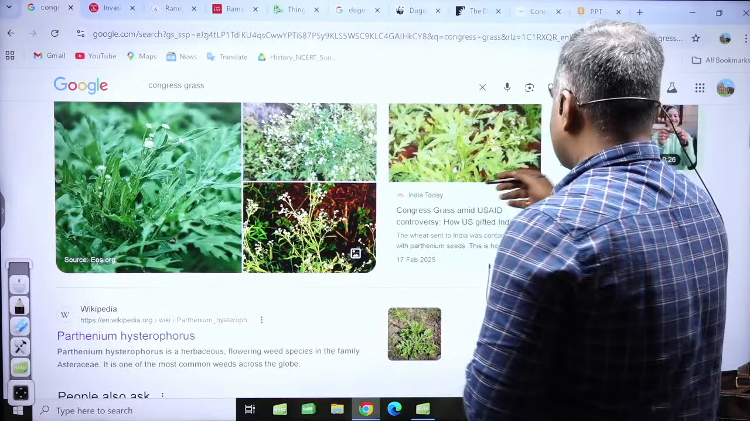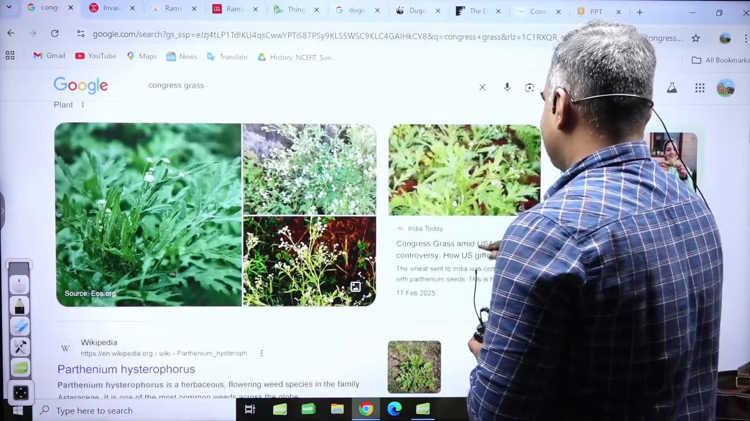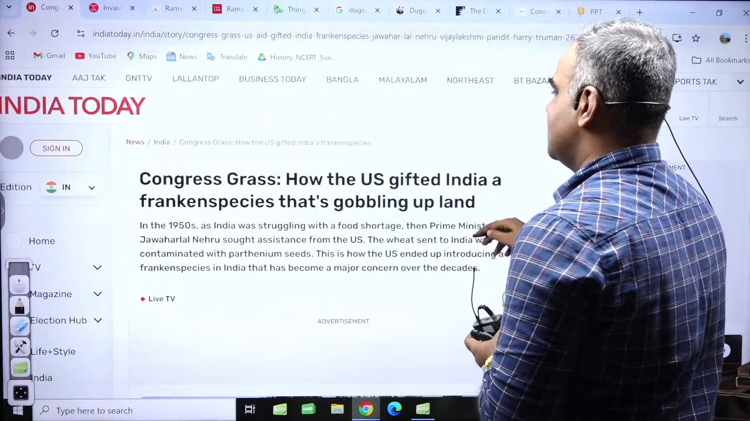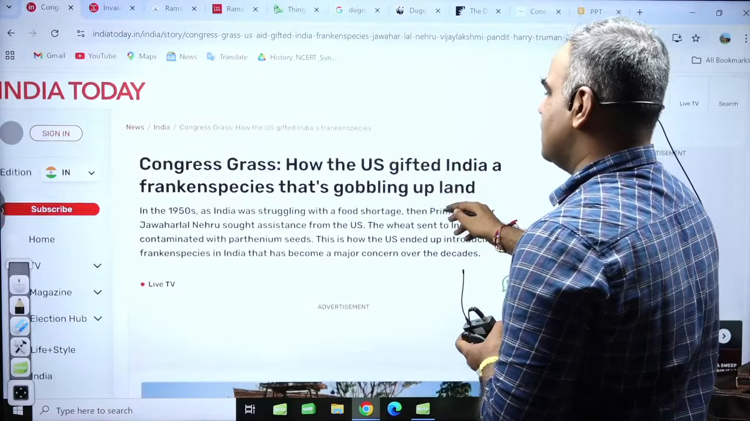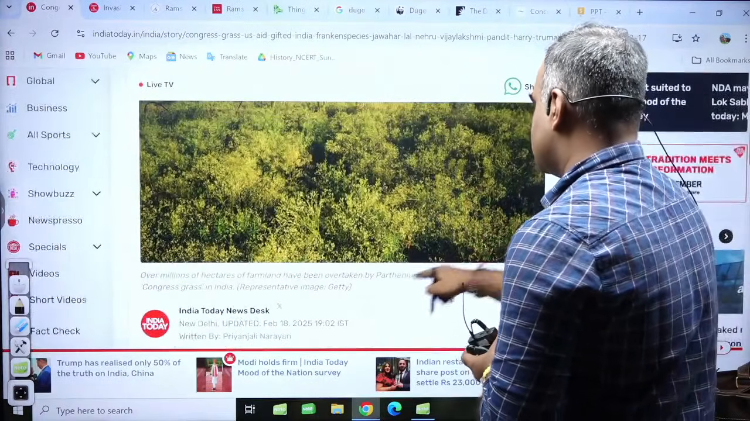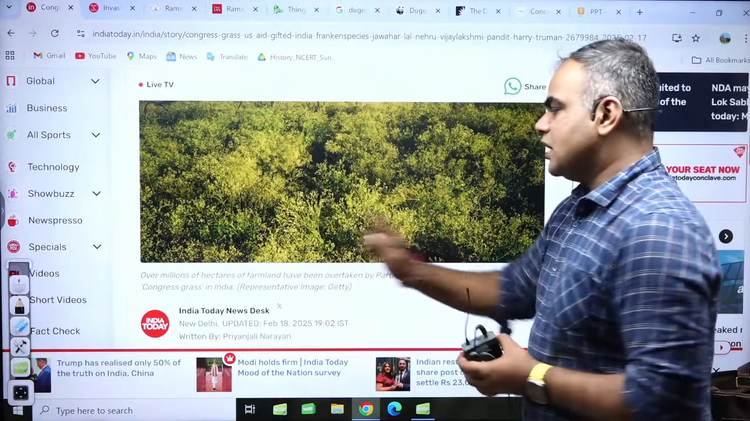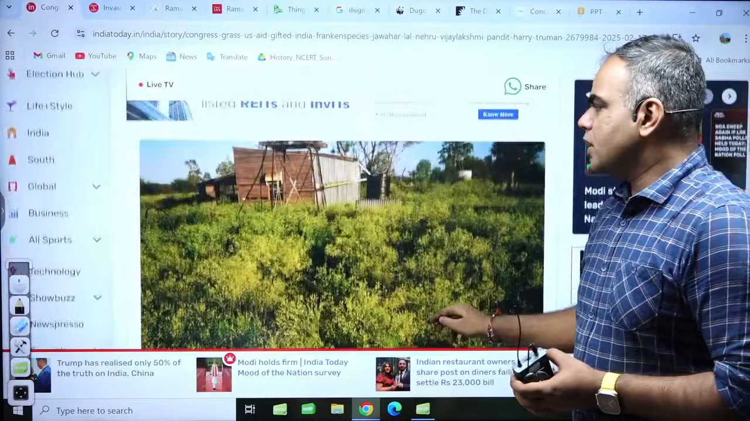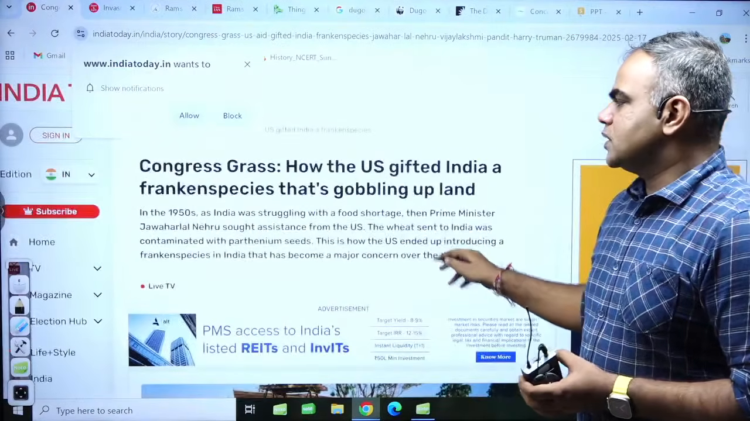Okay, it is visible on Amazon too. Congress grass, US gifted, and this is taking up so much of the species. Just remember Parthenium weed also. The name is Congress grass. And you can link it to this.